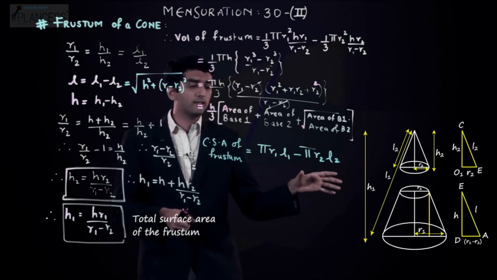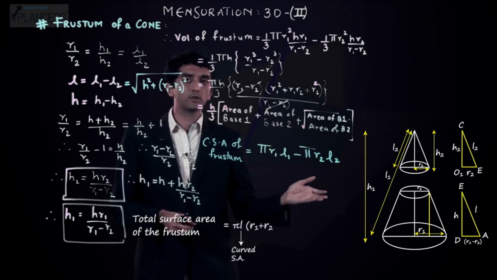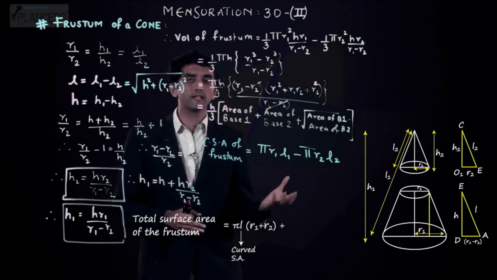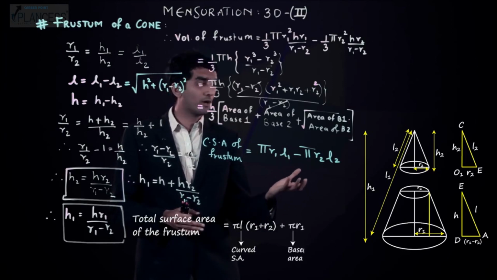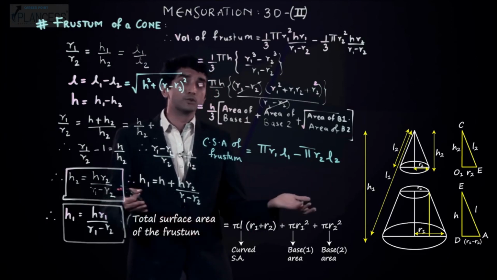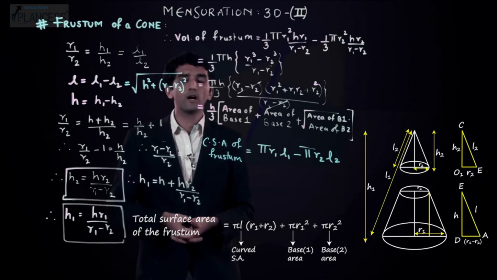Curved surface area, which is pi into L into R1 plus R2, plus the bottom surface area plus the top surface area, which is pi R1 square plus pi R2 square respectively. So the total surface area of the frustum is going to be pi into L into R1 plus R2 plus pi R1 square plus pi R2 square. So this is all about frustum.